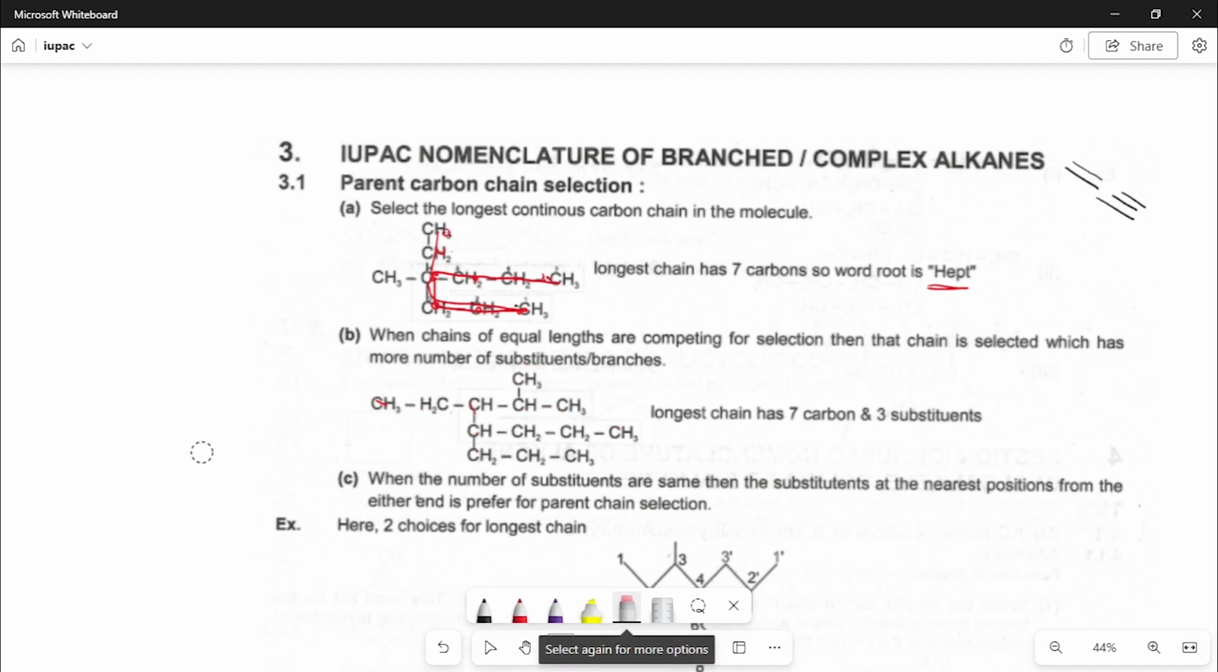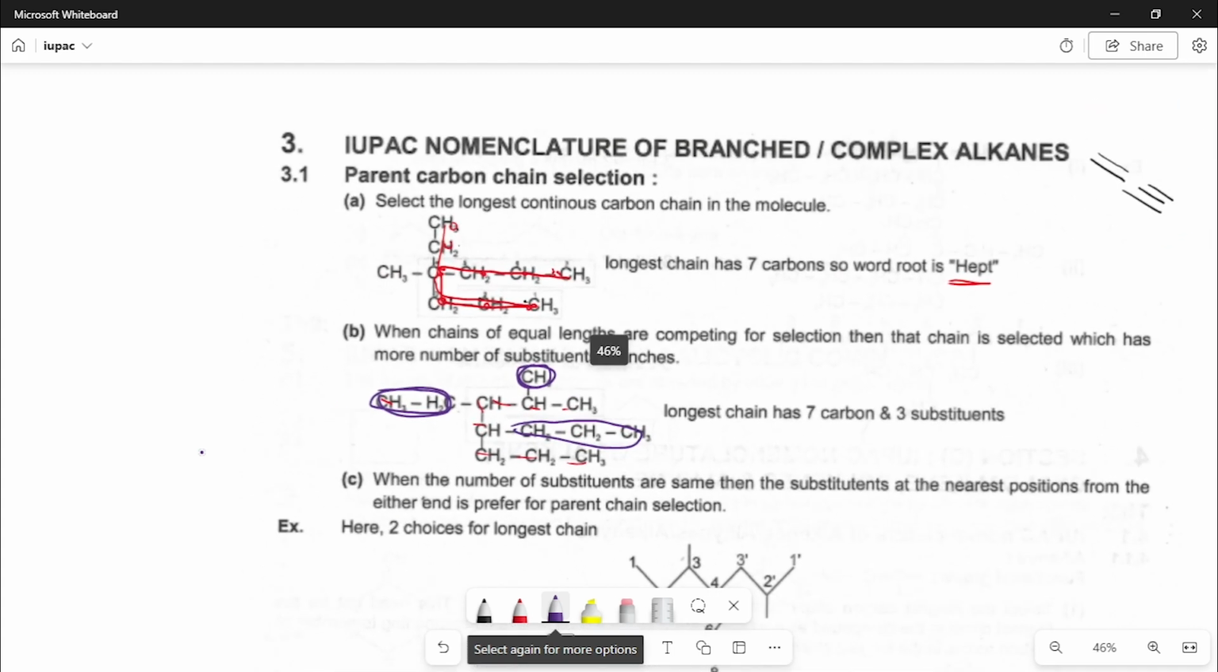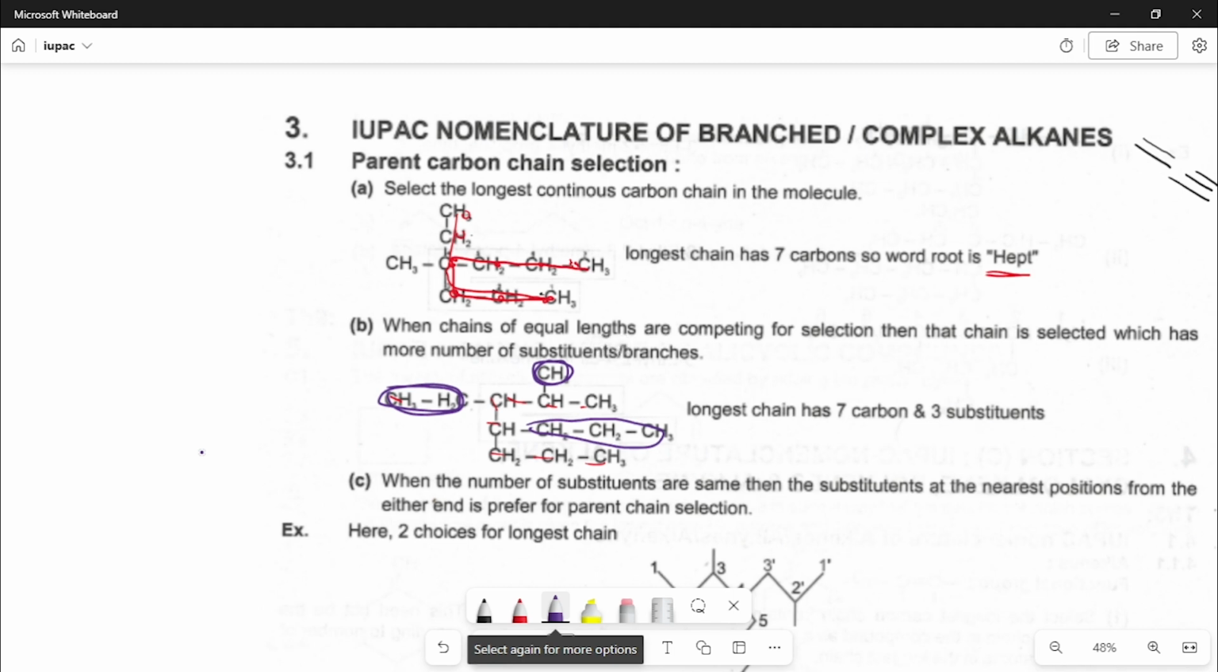But if we count from here, 1 2 3 4 5 6 7, we still get 7, and we will also get 3 substituents. See, we are getting 3 substituents, which makes it follow the second rule, number of substituents, which means in this one we need the higher number of substituents. Okay, so let's move to the next rule.